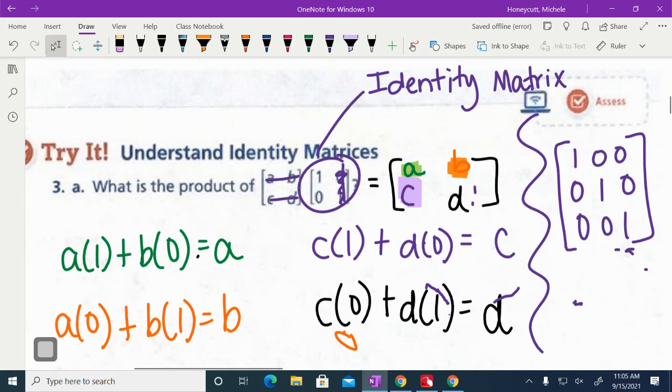So you can identify an identity matrix if it has ones and zeros and the ones are going left to right. We need to know about identity matrices because they'll be handy for solving a system of equations. You just need to know it there.